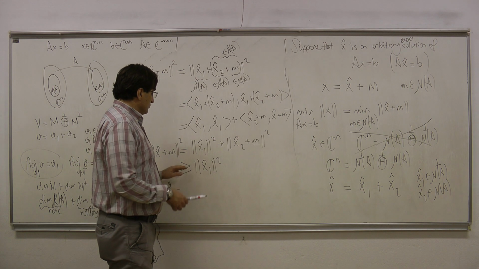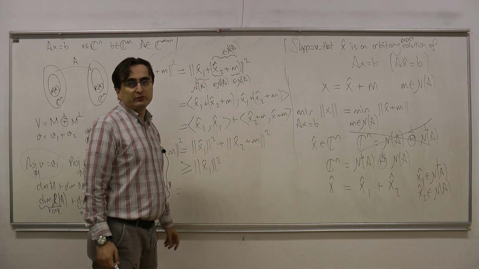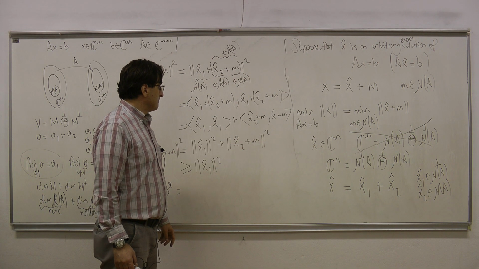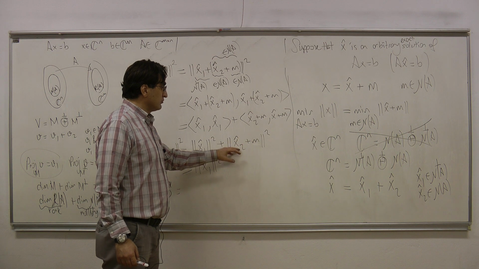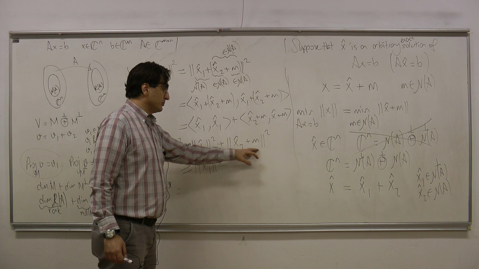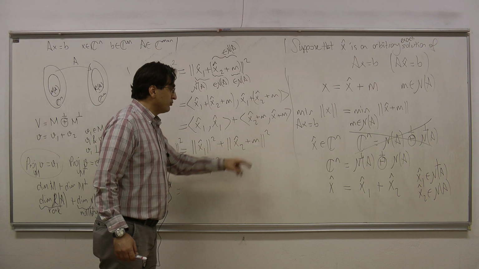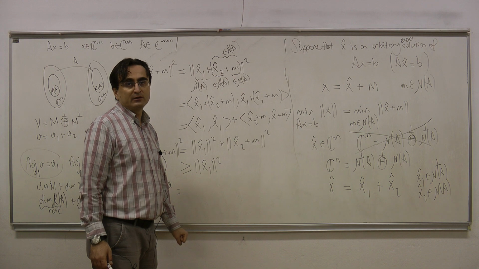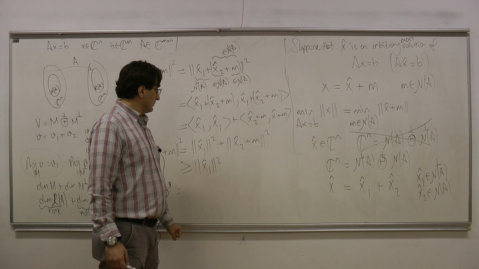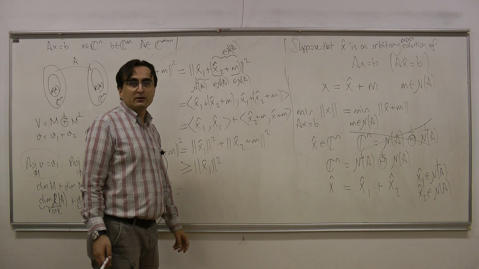So obviously, for this inequality to be an equality, this norm should be equal to 0. Okay? And for this norm to be equal to 0, the vector inside should be equal to 0. And for the vector inside to be equal to 0, m should be minus x2 hat. Okay? But do you think minus x2 hat is in null space of A?